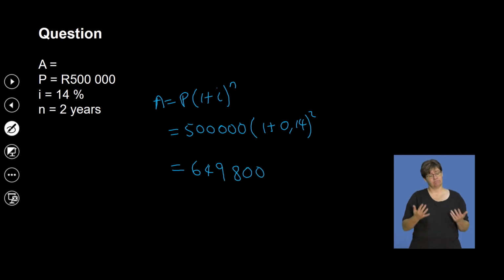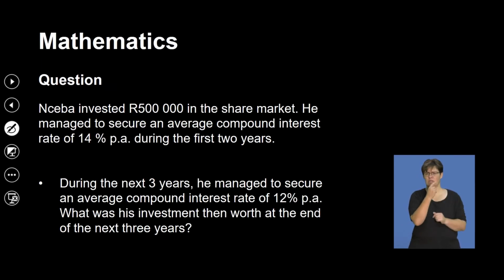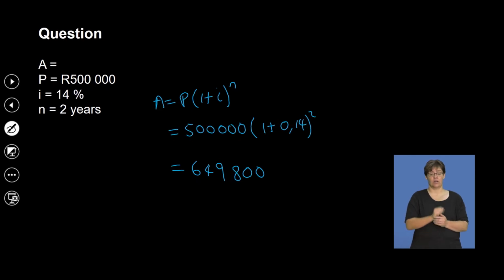649,800 rands. Now, the question continues to say, now during the next 3 years, right? Remember I said we don't know how long this investment is going to be. But now they are saying during the next 3 years, Nceba then managed to secure an average compound interest of 12% per annum. What was his investment then worth at the end of the next 3 years? So remember, at the end of 2 years, Nceba's investment was 649,800.